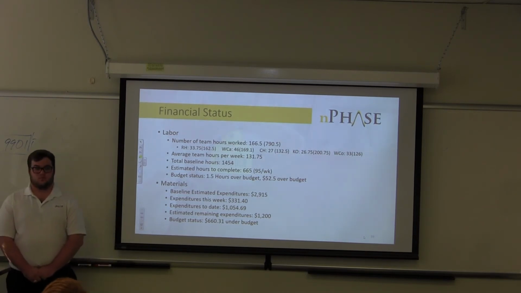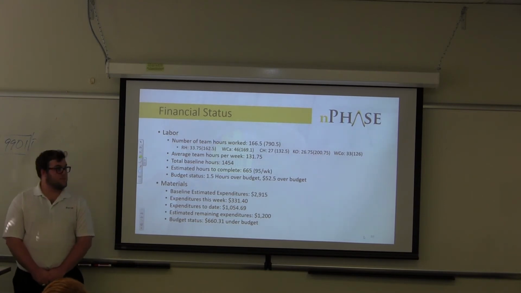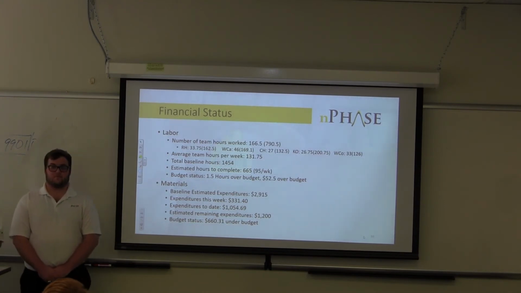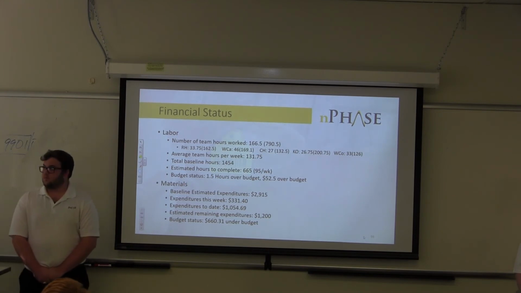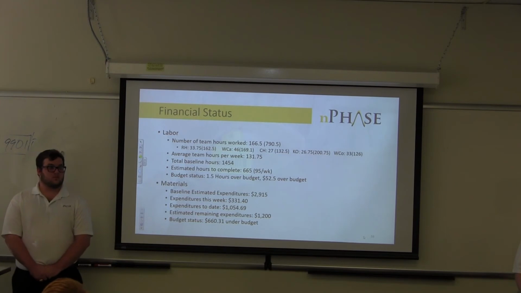For materials, the baseline estimated expenditures was $2,915. Our expenditures this week were $331.40. Expenditures to date is $1,054.69. The estimated remaining expenditures is $1,200, and that means we are $660.31 under budget.